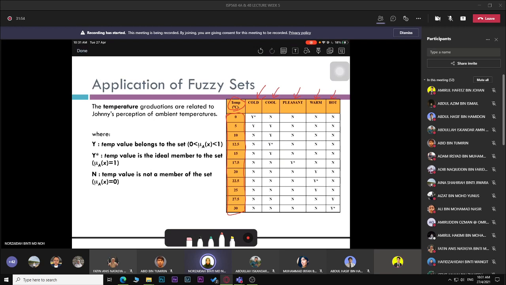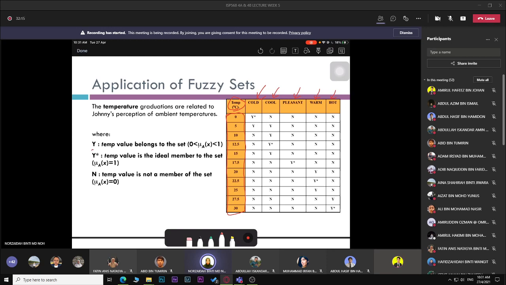Ikut jugalah, in certain country dia takkan sampai 0 pun. Right, in certain country mungkin dia sampai about 16. Alright, they depend. So you have to actually develop the system according to the problem. Kalau problem tu nak cover sampai 0 lah dia. Okay, alright. Lepas tu you letak several value.